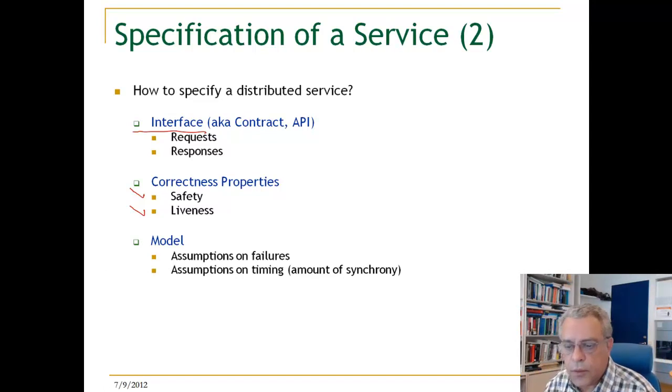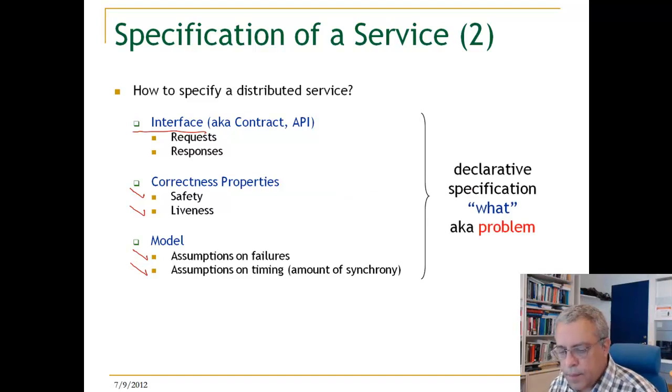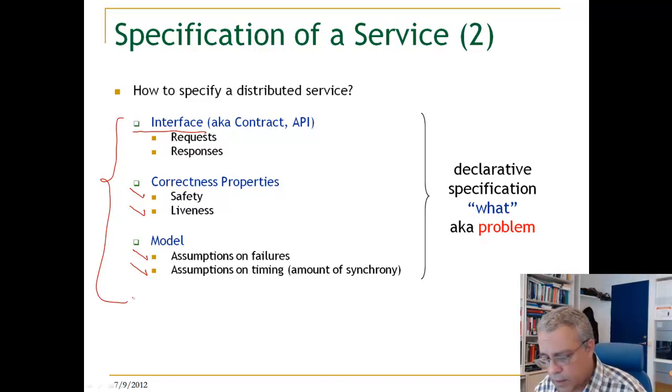We will also be able to specify completely the service by making an assumption about what type of distributed model we are assuming this component to run in. What are the assumptions on failures? What are the assumptions on timings? Is the system a synchronous or asynchronous system? So what we have said now is what we call a declarative specification of a service: a service described by its input-output events, its properties, and the assumptions on the underlying distributed model.